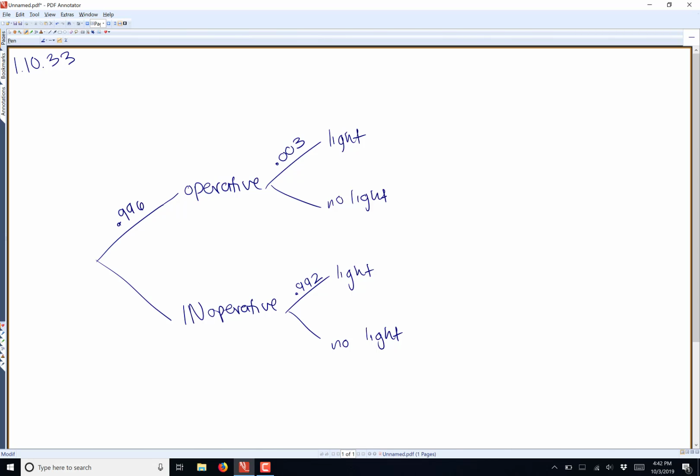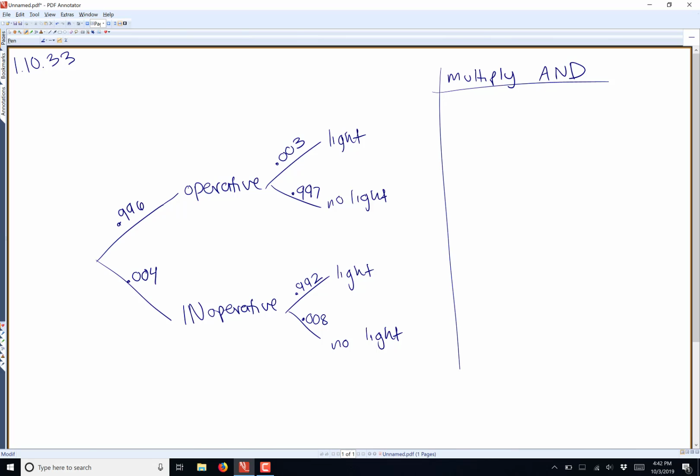Now, you can always find the numbers for the other branches by subtraction because each set of branches has to add up to 1. So 0.996, do 1 minus that, you get 0.004. 1 minus 0.003 is 0.997, and 1 minus 0.992 is 0.008. Okay. So we have this. Now, remember, if you multiply along the branches, you get the ands, the intersections. So you can multiply along and get each intersection.